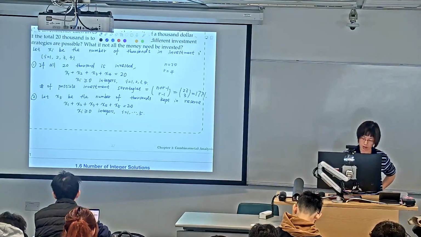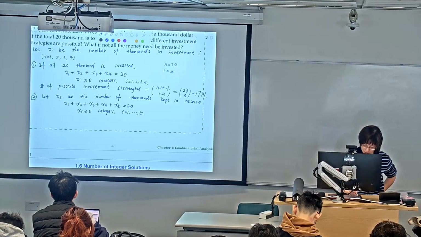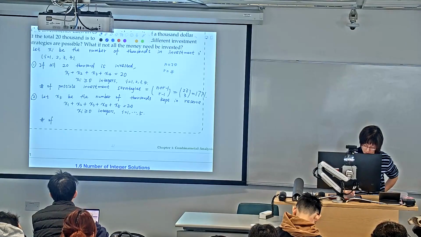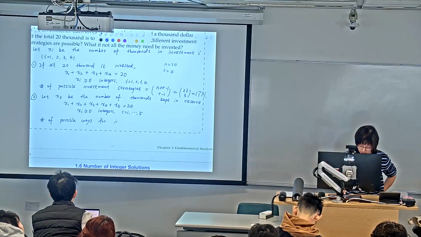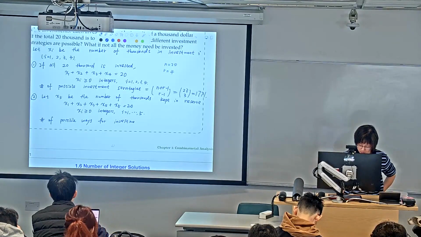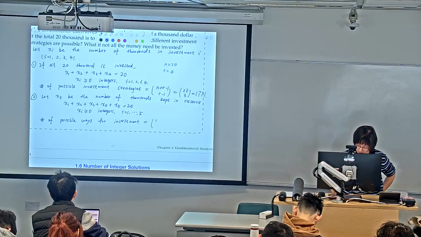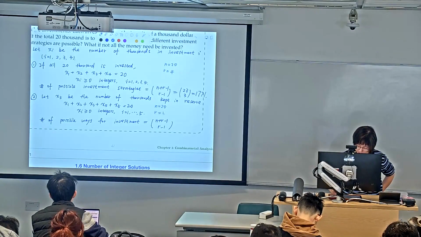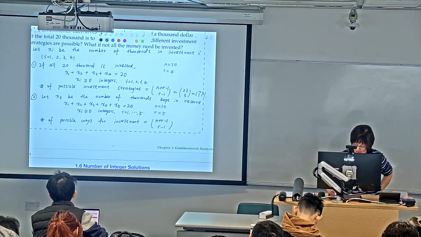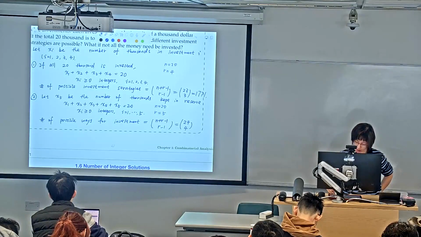And we can just use the formula to solve directly for the number of possible ways for investment. It is n plus r minus 1, choose r minus 1 now. In this setting, this n is still 20, but r is changed to 5. You can plug in, you get 24 choose 4. And this is a larger number.